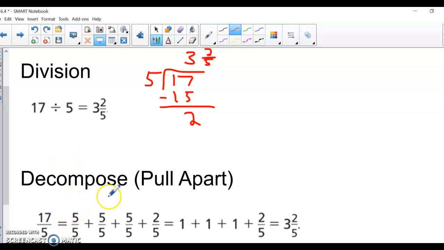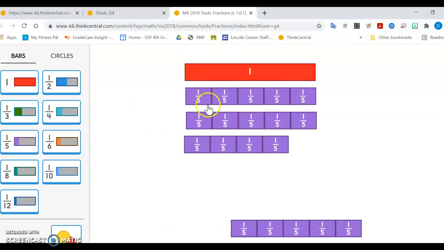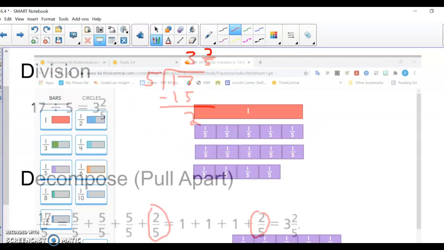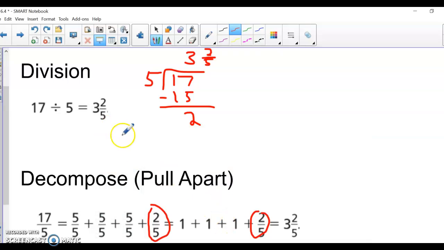So here's 5, 10, 15, 16, 17. And really 5/5 is the same as 1 whole. So 1, 1, 1, that's your 3 whole. And then you had your extra 2/5 here. So you have 3 whole and 2/5. A great way to do this, guys, is to use your I tool, 17/5. If you're going to start with 17/5, just keep building until you make your whole. Okay? You can use this tool for the entire lesson today. It should be really, really helpful.